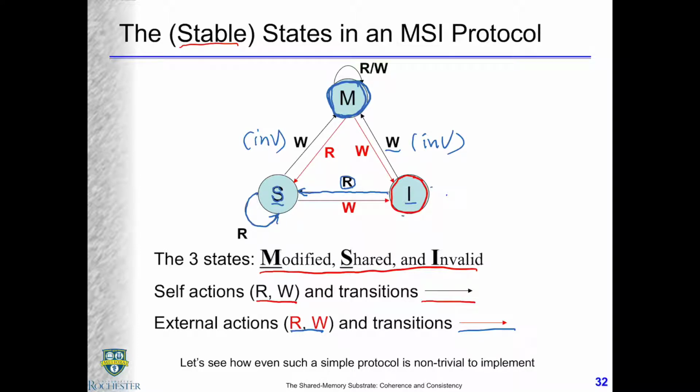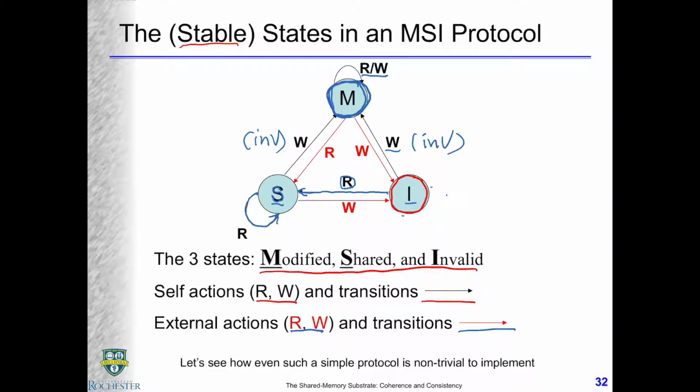Once we have invalidated every copy out there, we are in the modified state. And if we're in the modified state, now it doesn't matter if we keep on writing to it, because we know we're the only one. So modified implies that we have the only copy in the system.